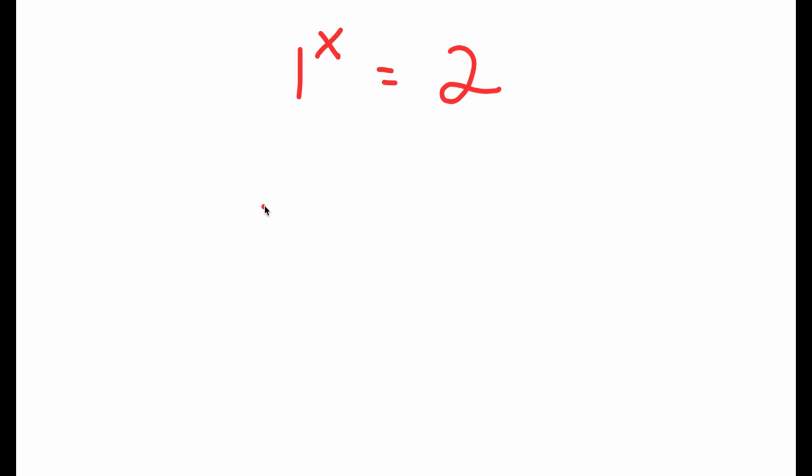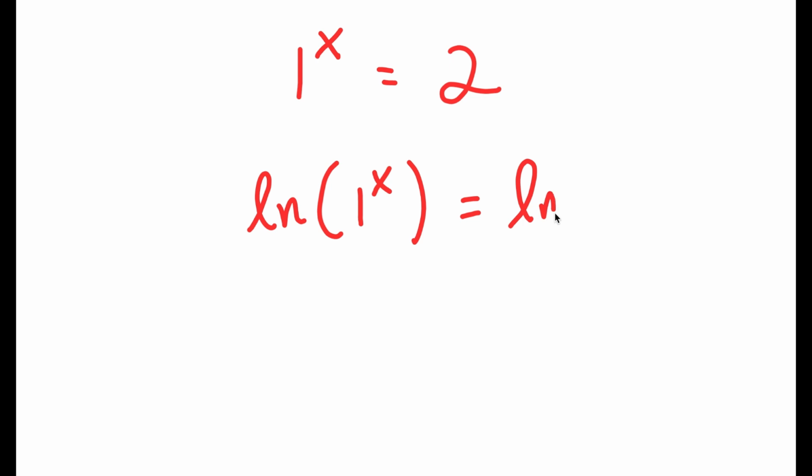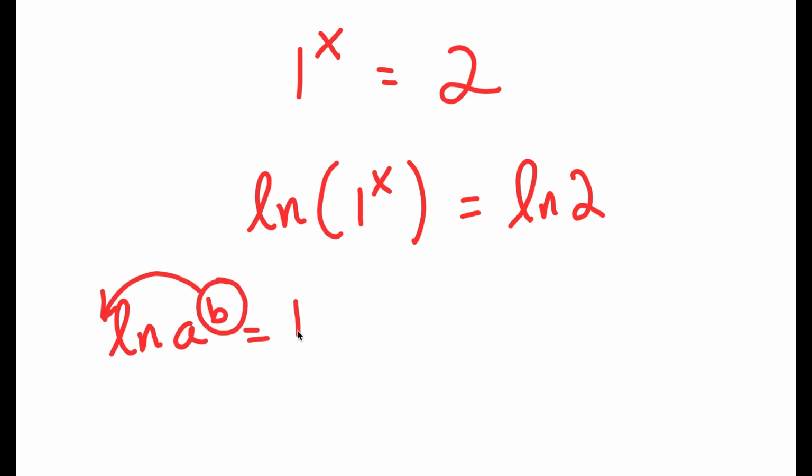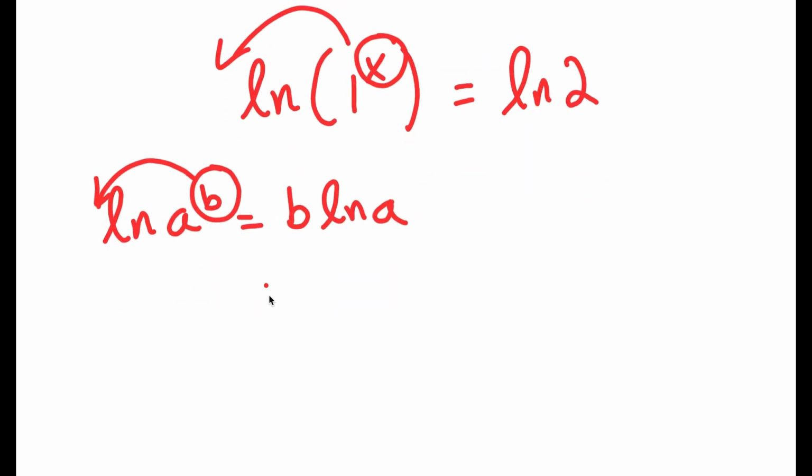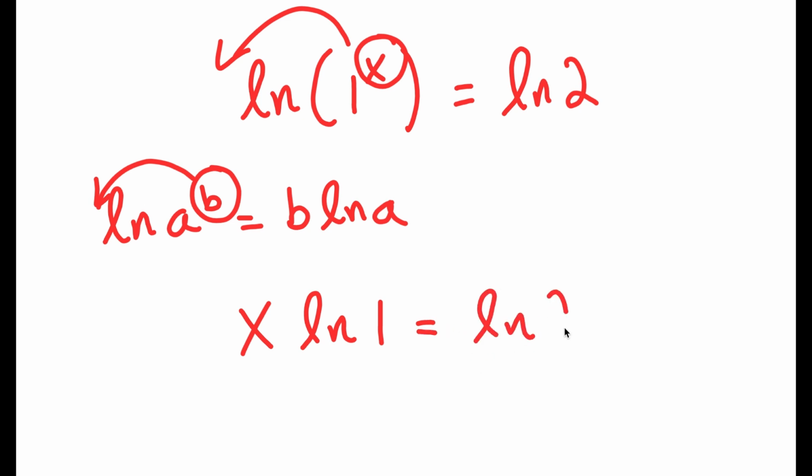What I'm first going to do is start by taking ln of both sides. So I get ln of 1 to the power of x is equal to ln of 2. And ln is the same thing as the natural log. And the reason I took the ln on both sides is because it comes with a property that states that if I have something in the form ln a to the power of b, I can move this exponent b to the front, so this turns into b times ln a. So in this case, I have ln 1 to the power of x, and I can move x to the front. So I get x times ln 1 is equal to ln 2.